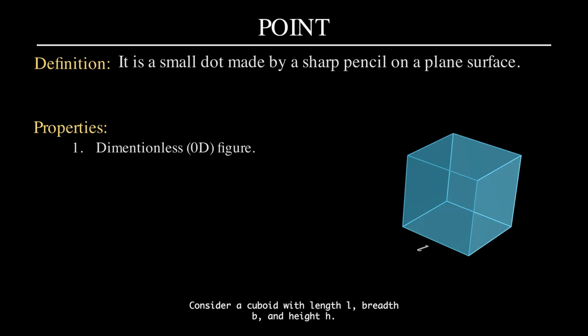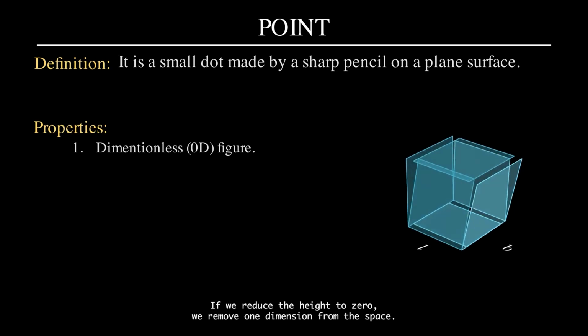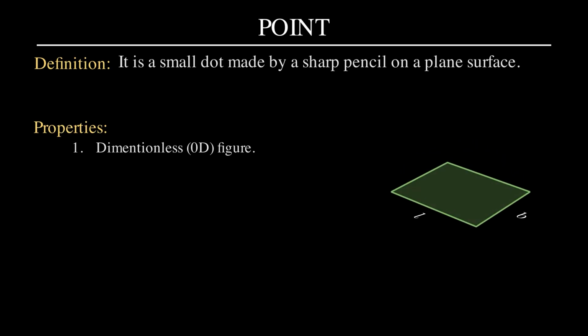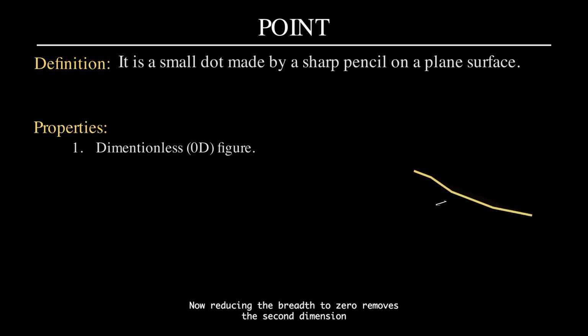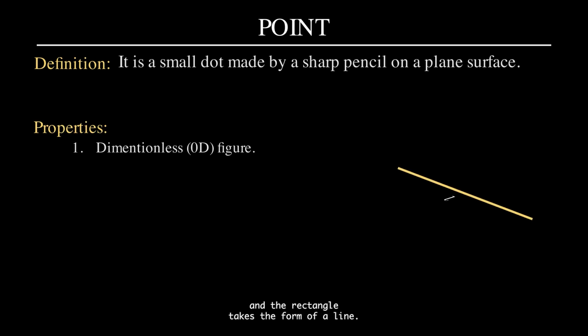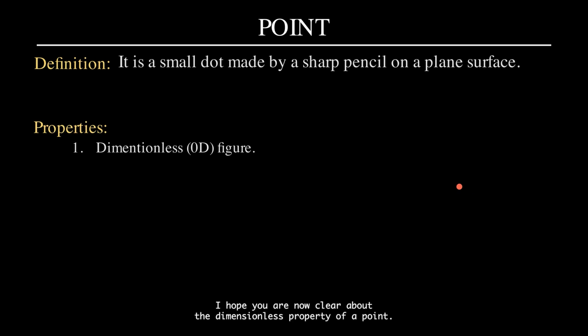Consider a cuboid with length L, breadth B, and height h. If we reduce the height to 0, we remove one dimension from the space. After doing this, the cuboid transforms into a rectangle with length L and breadth B. Now, reducing the breadth to 0 removes the second dimension, and the rectangle takes the form of a line. Finally, doing the same with this line, we are left with a single dot. I hope you are now clear about the dimensionless property of a point.